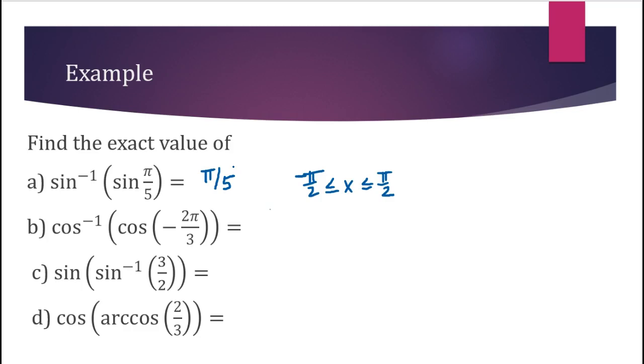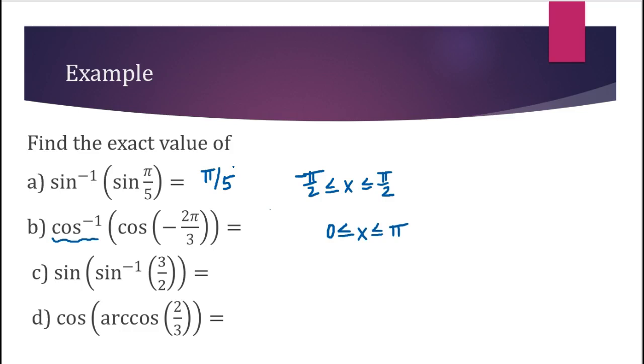If we have cosine inverse of cosine of negative 2 pi over 3. So what we would love to happen is we would love to say that the answer is just negative 2 pi over 3, that the cosine inverse of cosine cancels out. But the range of cosine inverse is from 0 to pi. And negative 2 pi over 3 is not in the interval from 0 to pi. So we can't just go ahead and cancel out the cosine inverse and the cosine function.